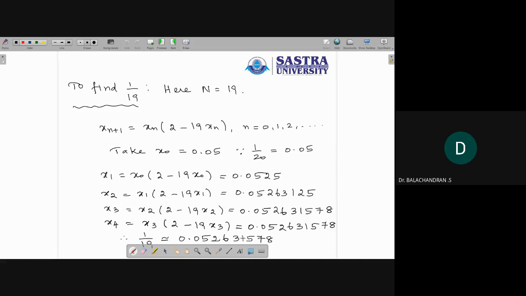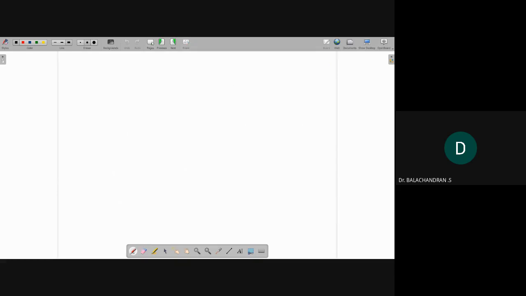So we will solve one more problem. Find the positive root of x is equal to cos x using Newton-Raphson method.